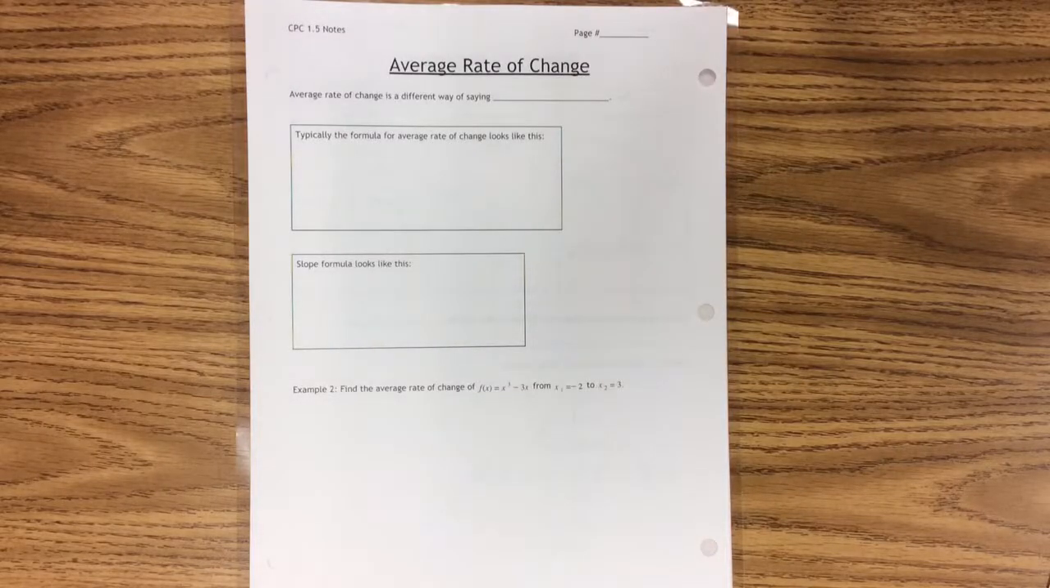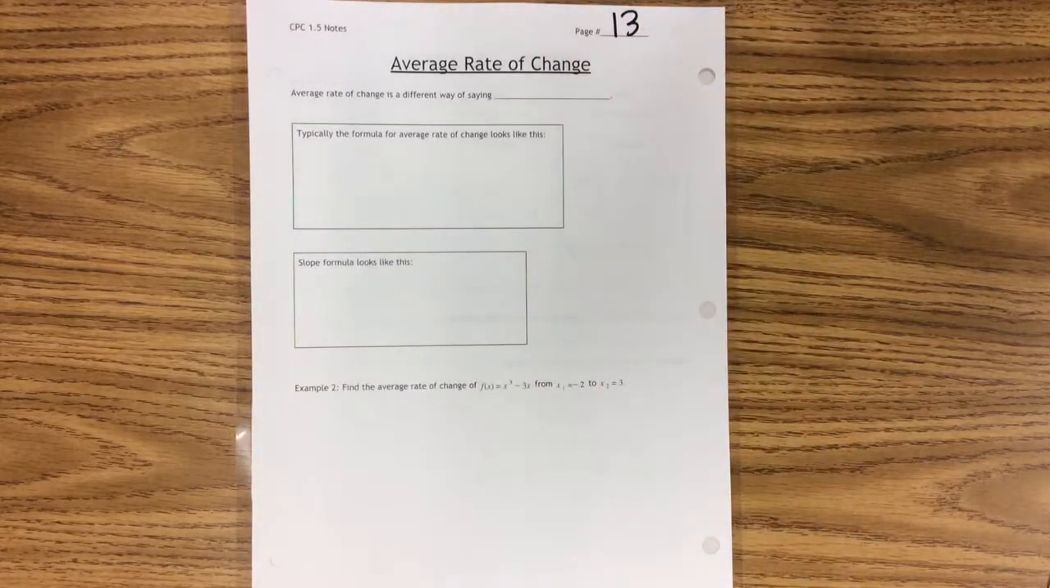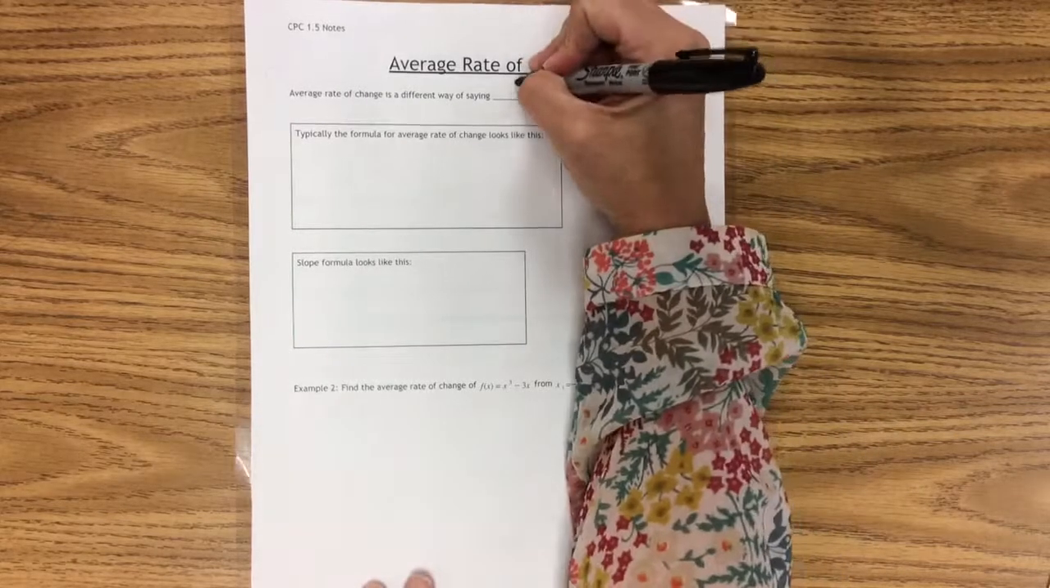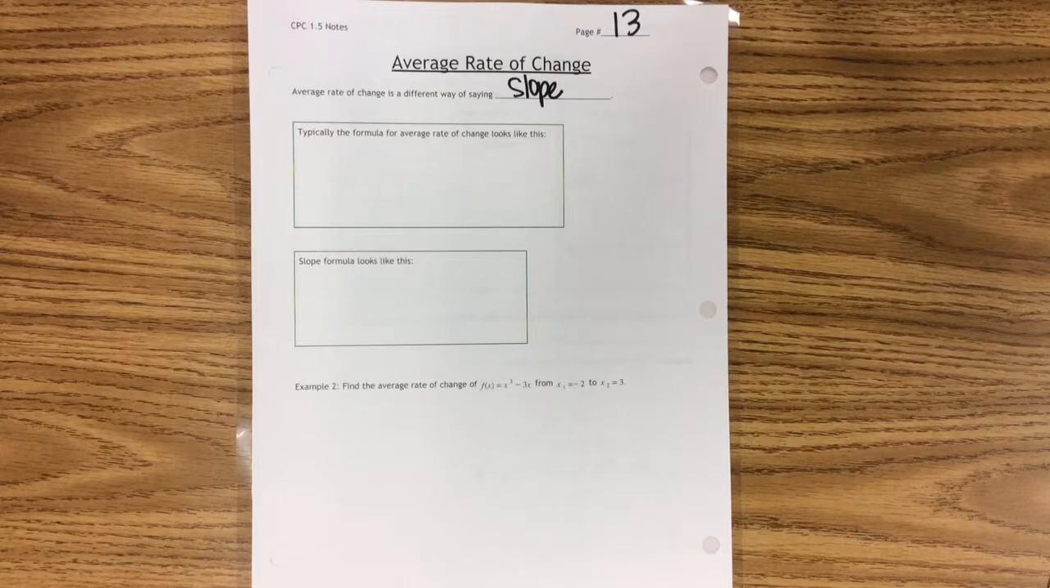So today we're going to be on page 13 in your notes. We're going to talk about average rate of change. Now, average rate of change is a different vocabulary word, or string of vocabulary words, that mean the same thing as slope. So when you're asked to find the average rate of change, you're really just finding slope, but it is given to you in function notation instead of our x and y notation.